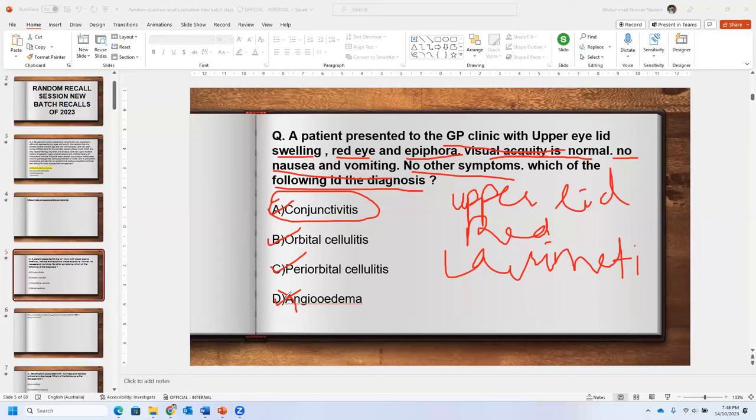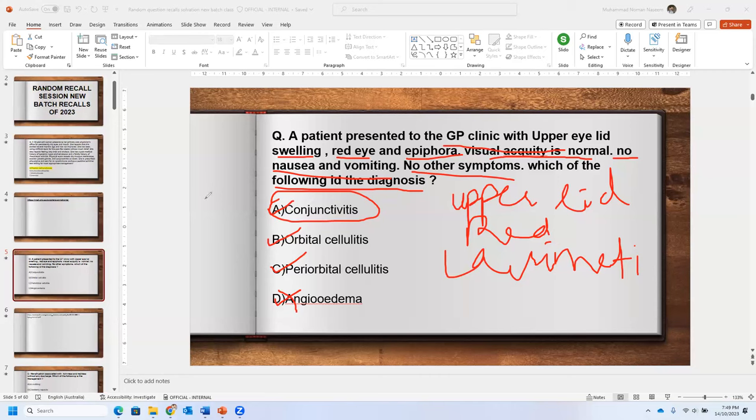Whereas in orbital cellulitis, a systemic fever will be there. The patient will have very severe pain in the eyes. Conjunctivitis is not painful. It's like a foreign body sensation in the eye. There is not much pain. It's more of a discomfort. If they are talking about severe pain, then think about cellulitis, periorbital cellulitis or orbital cellulitis, depending on whether the patient is having fever or not. But in conjunctivitis, there will be no pain. There will be a foreign body sensation, discomfort, redness of the conjunctiva, and excessive lacrimation.